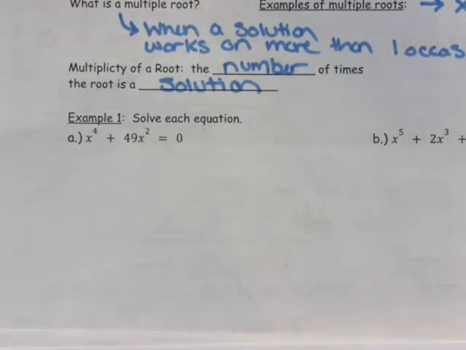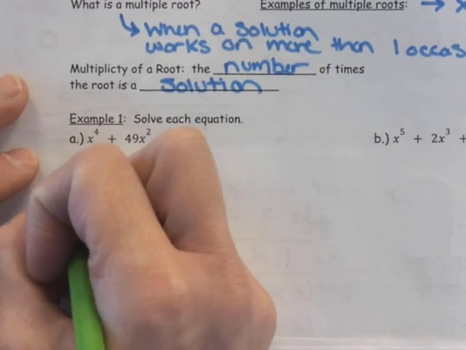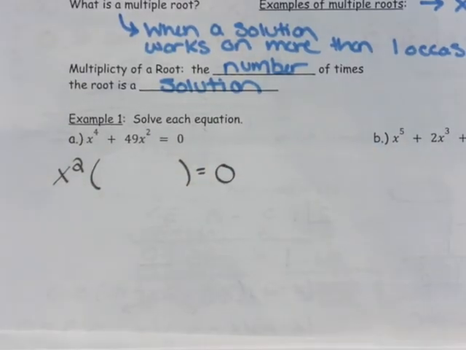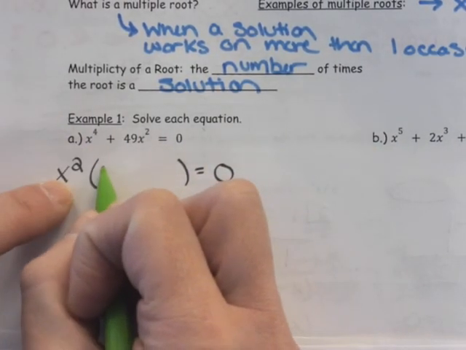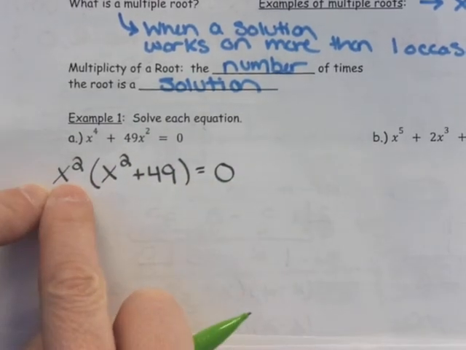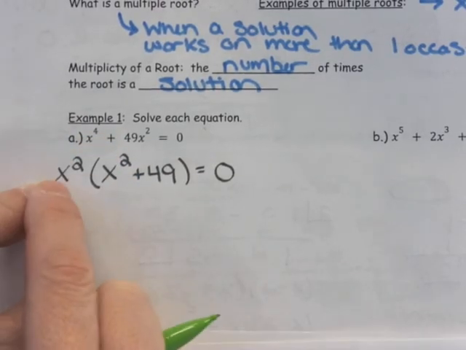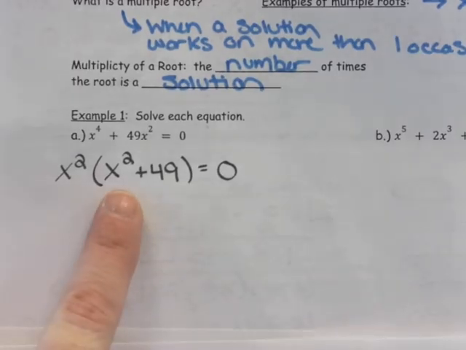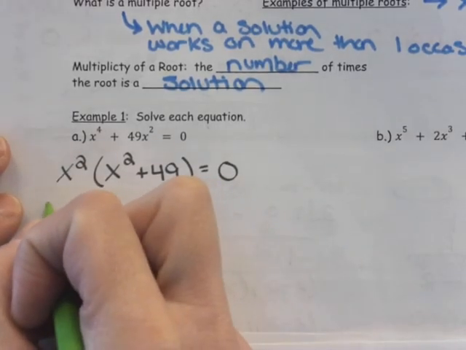X squared. So let's take out an x squared. If I take out an x squared, because they both have an x squared to give, I'm left with x squared plus 49. X squared times x squared would get me back to x to the 4th. X squared times 49 would get me back to 49x squared. You're going to see a lot of these new factoring methods come up that we just talked about. Do you see how this one is a sum of squares instead of a difference? Okay, so that's on the board.